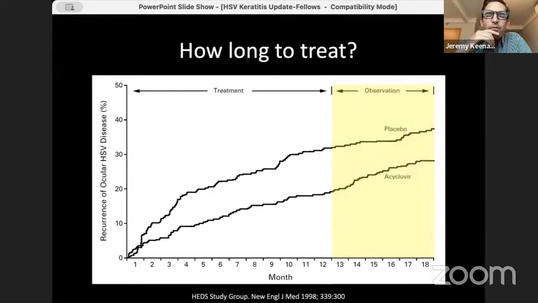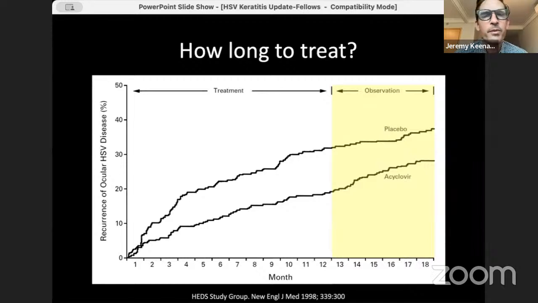And interestingly, it wasn't really the case that the acyclovir group, now these are people who had received acyclovir for the first 12 months, but then during that yellow bar, they were no longer receiving acyclovir. And so you might have expected that all of a sudden there'd be a lot of recurrences in that acyclovir group and that the slope of that line would go up. And it maybe did go up a little bit, but maybe not as much as people thought.